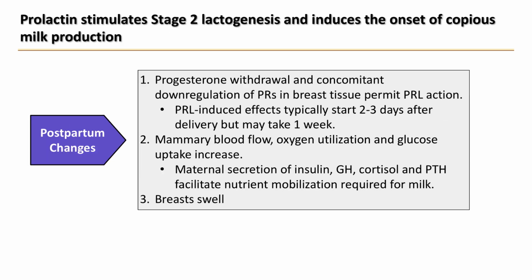Prolactin stimulates stage 2 lactogenesis and induces the onset of copious milk production. So during the postpartum changes, when a woman is breastfeeding, recognize that progesterone withdrawal and concomitant downregulation of PRs now permits prolactin to act. These prolactin-induced effects typically start 2 to 3 days after delivery, but may take up to 1 week. Mammary blood flow, oxygen utilization, and glucose uptake will all increase in the breast. This will lead to maternal increases in the secretion of insulin, GH, cortisol, and PTH, which help facilitate nutrient mobilization required for milk. This will lead to engorgement, i.e. breast swelling.